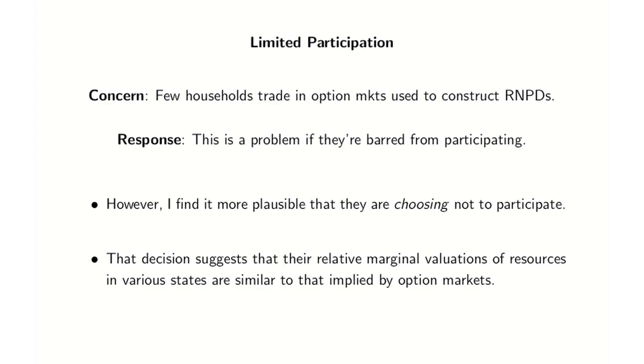What I'm going to argue here is it's more plausible that they're choosing not to participate given their marginal valuations of these options. And this would suggest that their relative marginal valuations of resources in various states is really similar to that implied by option markets. I think more work should be done on figuring out to what extent this is valid or not. But I think that allowing people to choose or not to participate is a better modeling device.